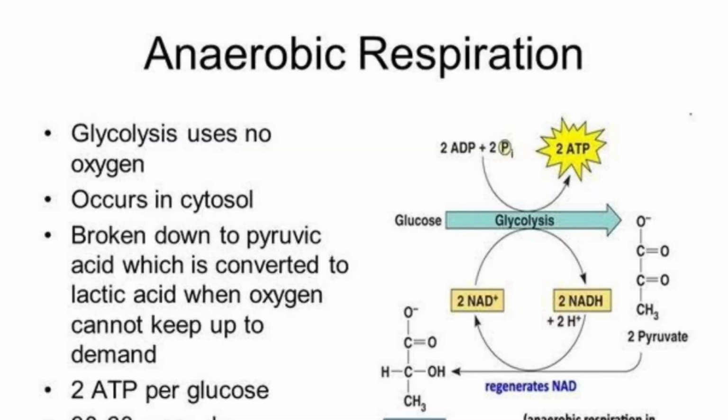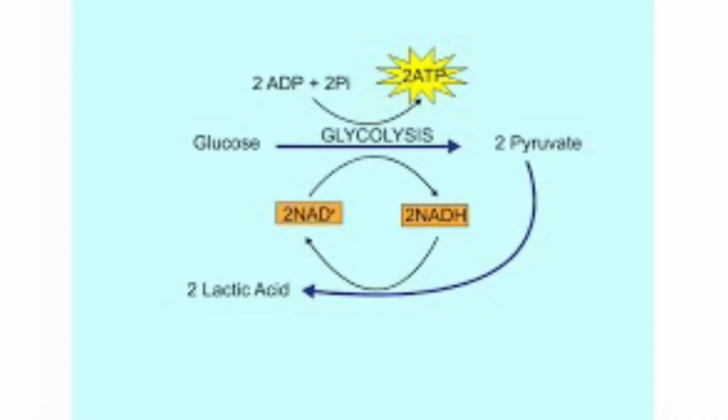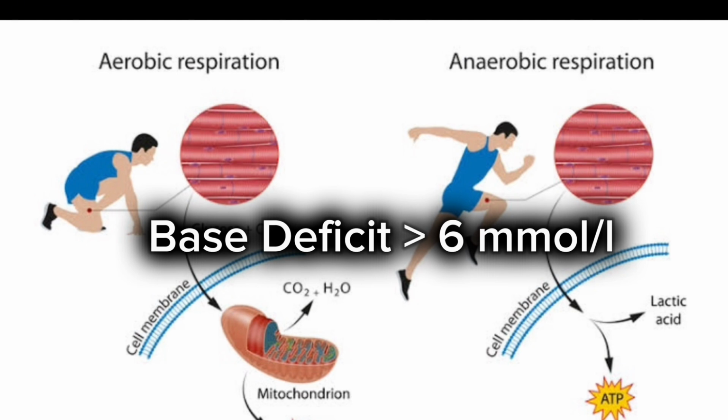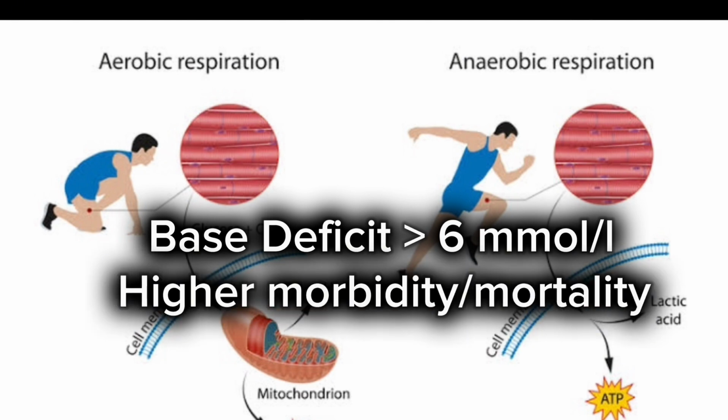We already know that lactic acid is generated by cells undergoing anaerobic respiration. The degree of lactic acidosis, as measured by serum lactate level and the base deficit, is sensitive for both diagnosis of shock and monitoring the response to therapy. Patients with a base deficit of more than 6 millimoles per liter have a much higher morbidity and mortality than those with no metabolic acidosis.